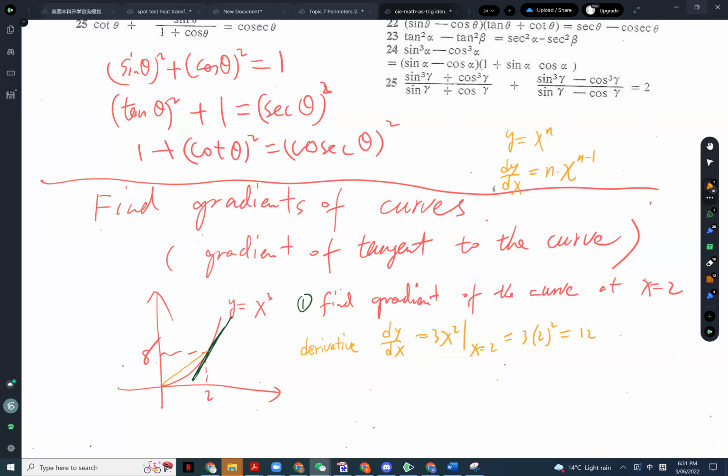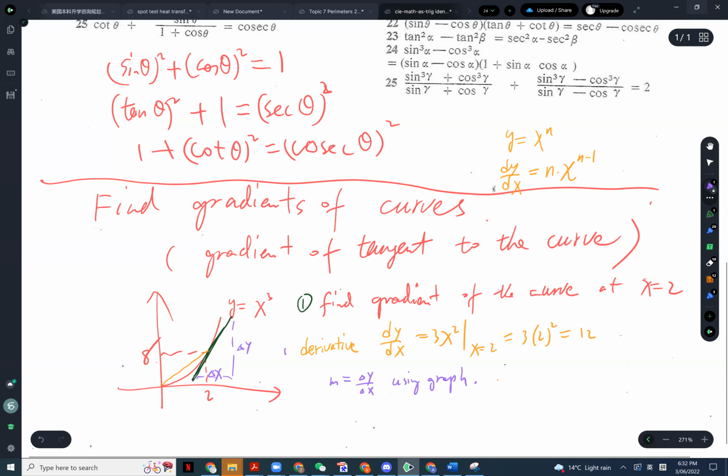Okay, what's the other method? We just sketch an accurate graph and use rise over run, the change in y over the change in x, using the graph. Yeah, that's method 1, method 2. What's method 3?